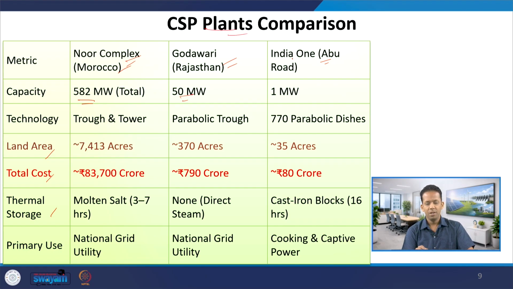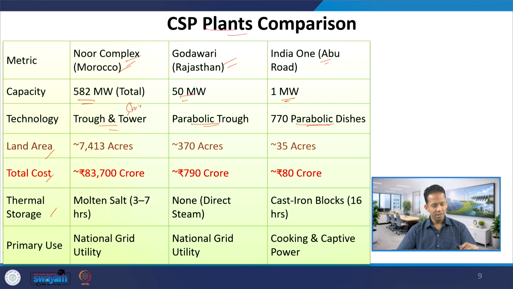Godavari was 50 and India One is 1 megawatt. Okay. And the technology used here was trough and tower. So parabolic trough and solar tower. So combined it is producing this much. Godavari is a parabolic trough, and India One is a parabolic dish.